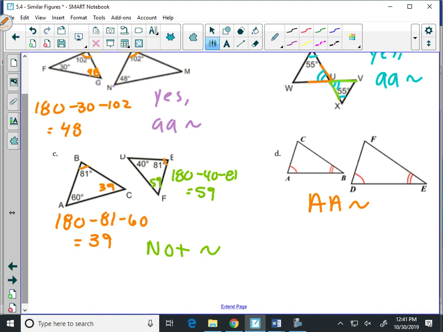Yeah, you don't have to do any work. You just look at the diagram. You don't need to know the measures of the angles. You just have to know that they're the same. A is the same as D, and B is the same as E. Two angles are the same. Triangles are similar. So yes, by angle-angle similarity.